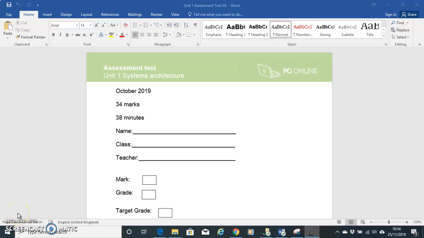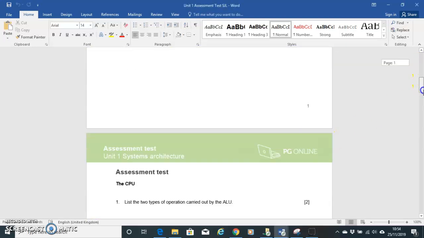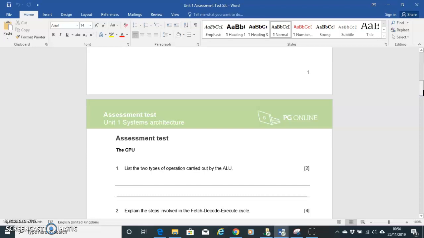Okay, Year 11, let's take a look at the questions on your systems architecture test. We'll start, logically, at question 1. Question 1 was answered well by a lot of students. The question asked you two types of operation carried out by the ALU.